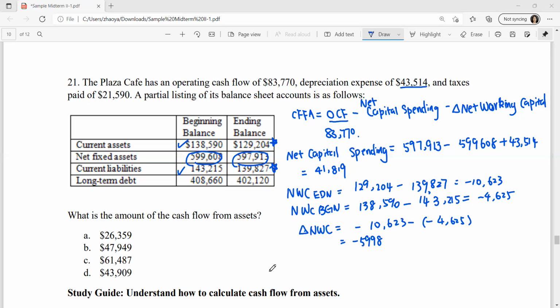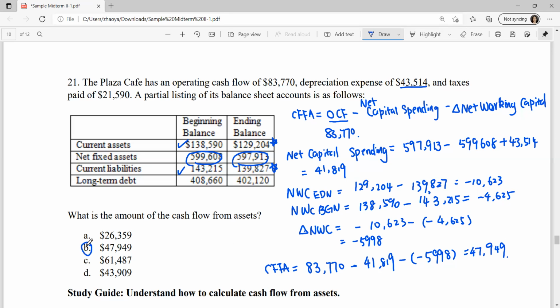So cash flow from assets equals $83,770 minus 41,819 minus negative 5,998, which equals 47,949. The correct answer is B here.